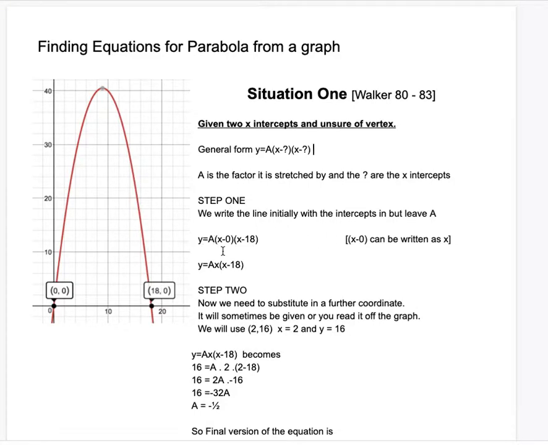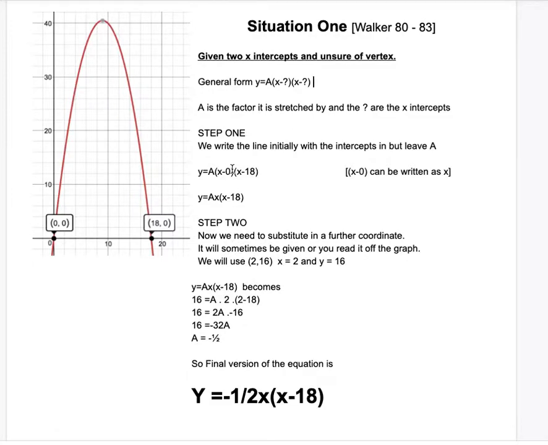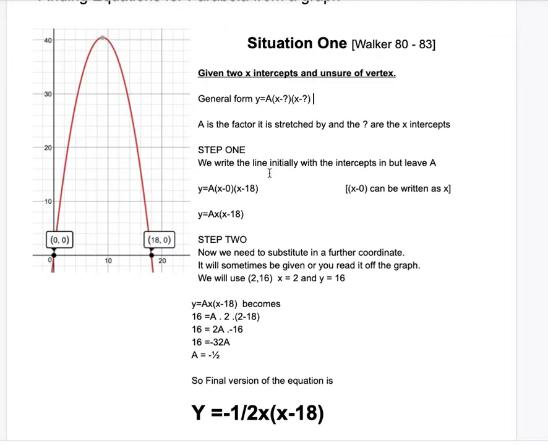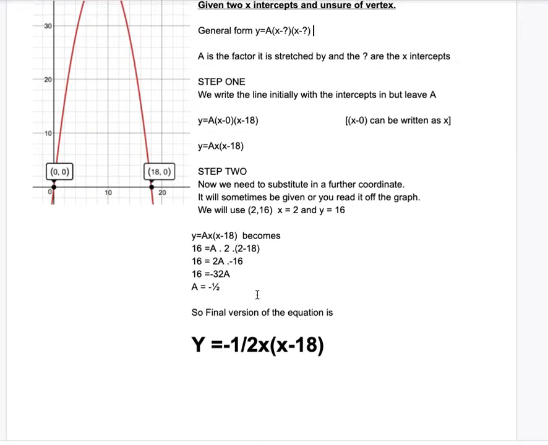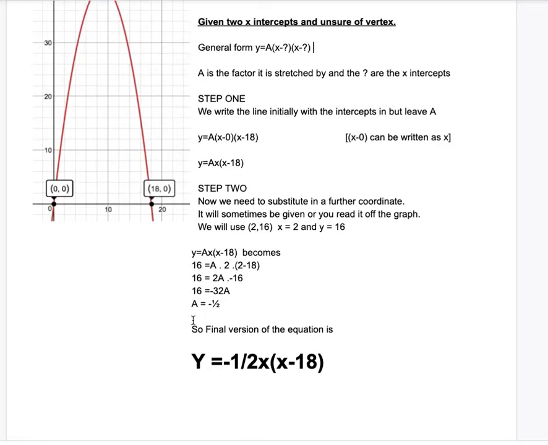So the process there is that we write the general equation, we sub in information we can based on the intersections in this case, and then we take another coordinate we haven't used and we sub it in to find the stretch value, and that gives us the equation.